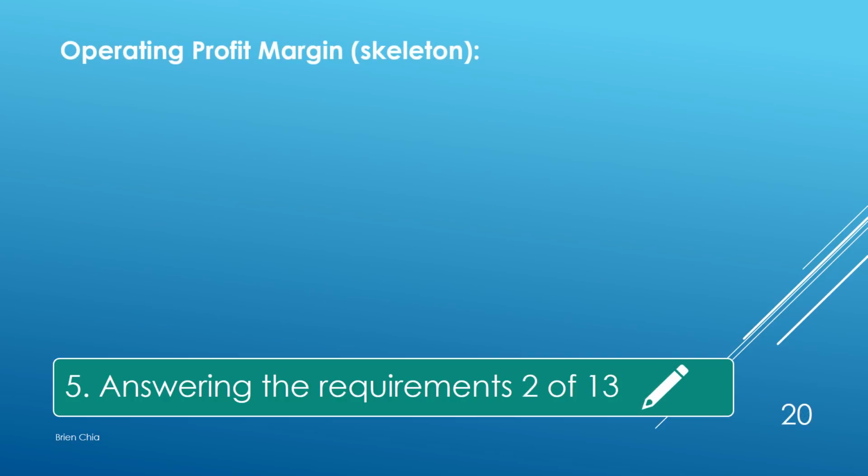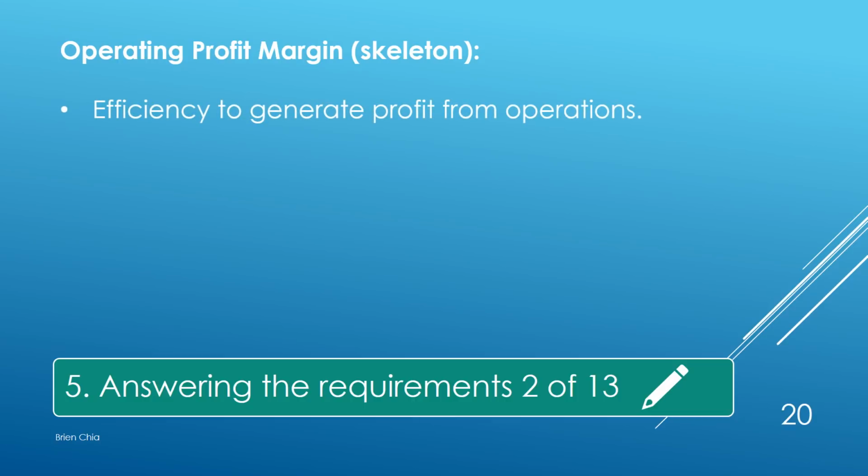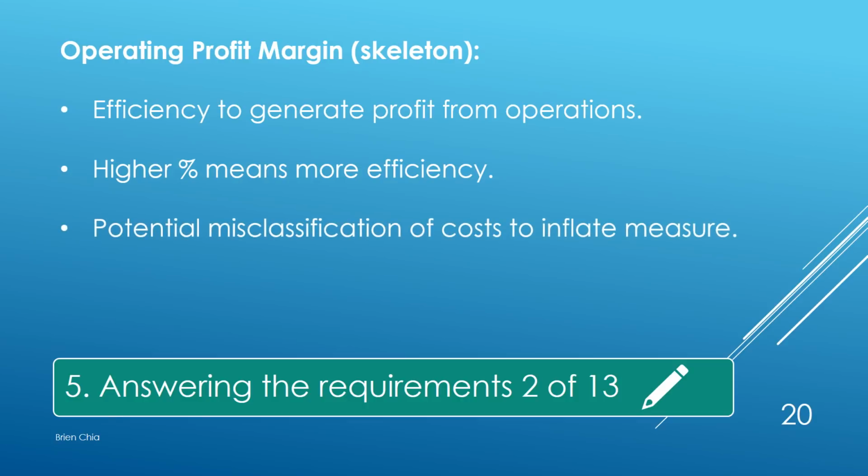So here is the skeleton writing for the first KPI, operating profit margin. You can write this. You will earn some marks, passable marks. In case you don't have enough time or you don't really know what to write, you can probably write something in this form. First of all, operating profit measures efficiency from profit for operations. Second, higher percentage means more efficiency. So this is a general interpretation of operating profit margin by investor. Third, there is a potential misclassification of costs which inflate the measure.